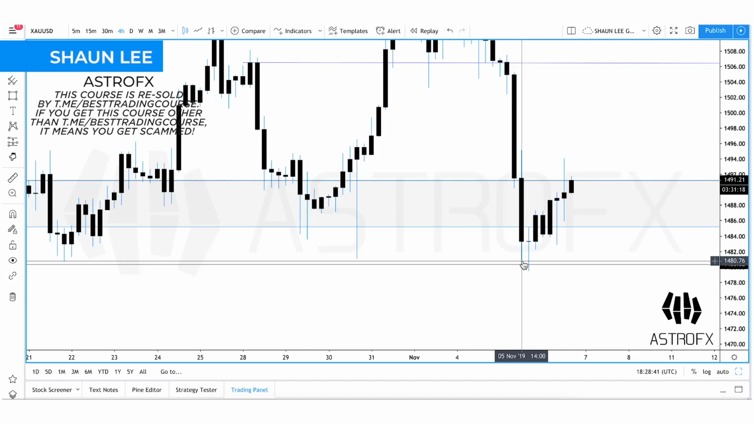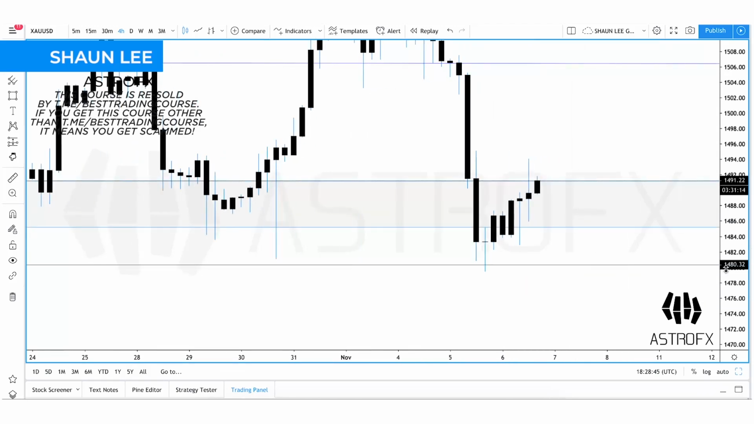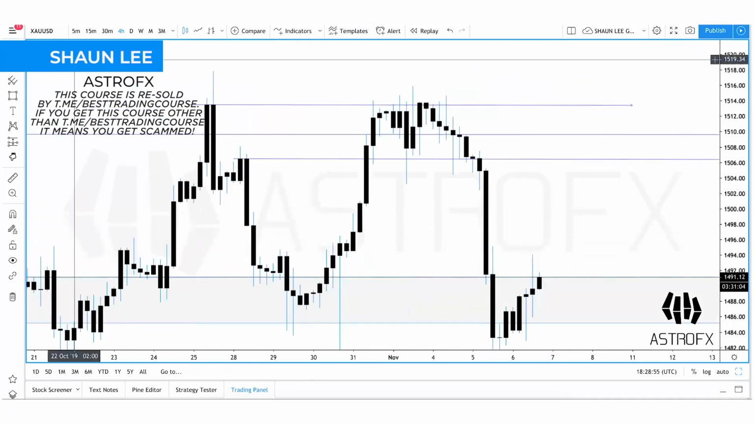It's extremely important that we place these areas on correctly, which I've showed you. 1480, look at this breach, small breach back up, and now we're back into the area. I'm looking for the market to push back beyond and come to the upside.